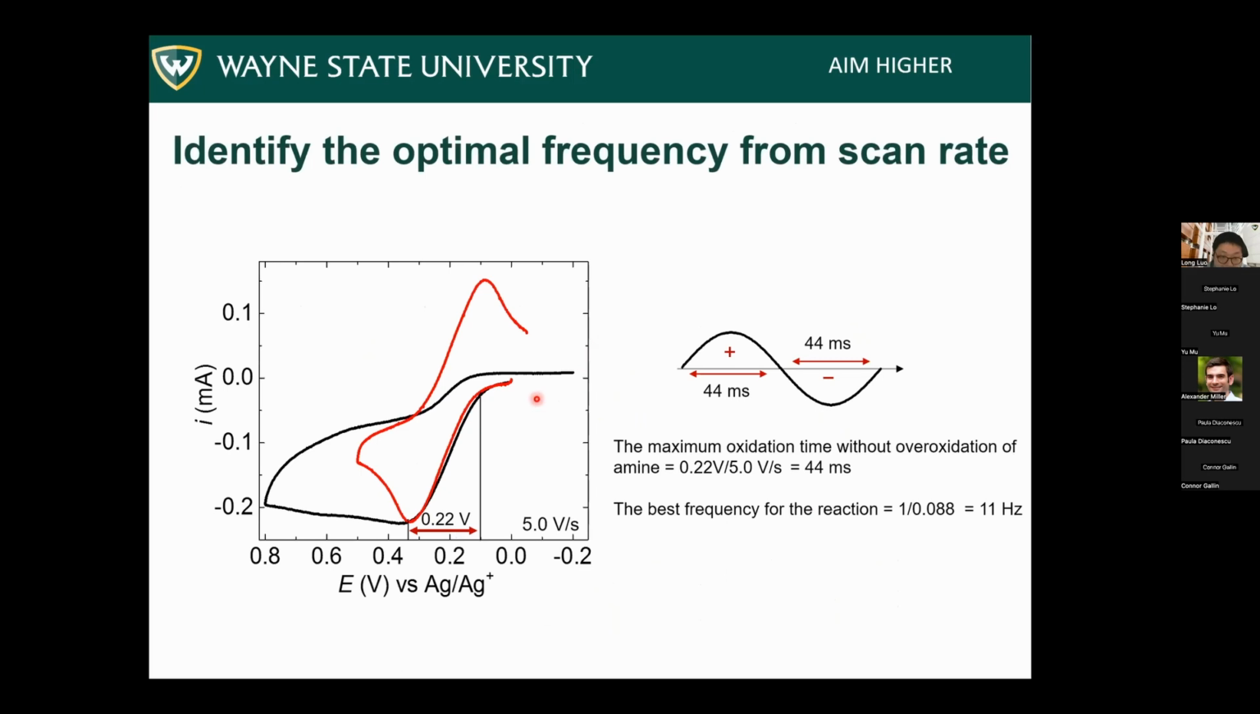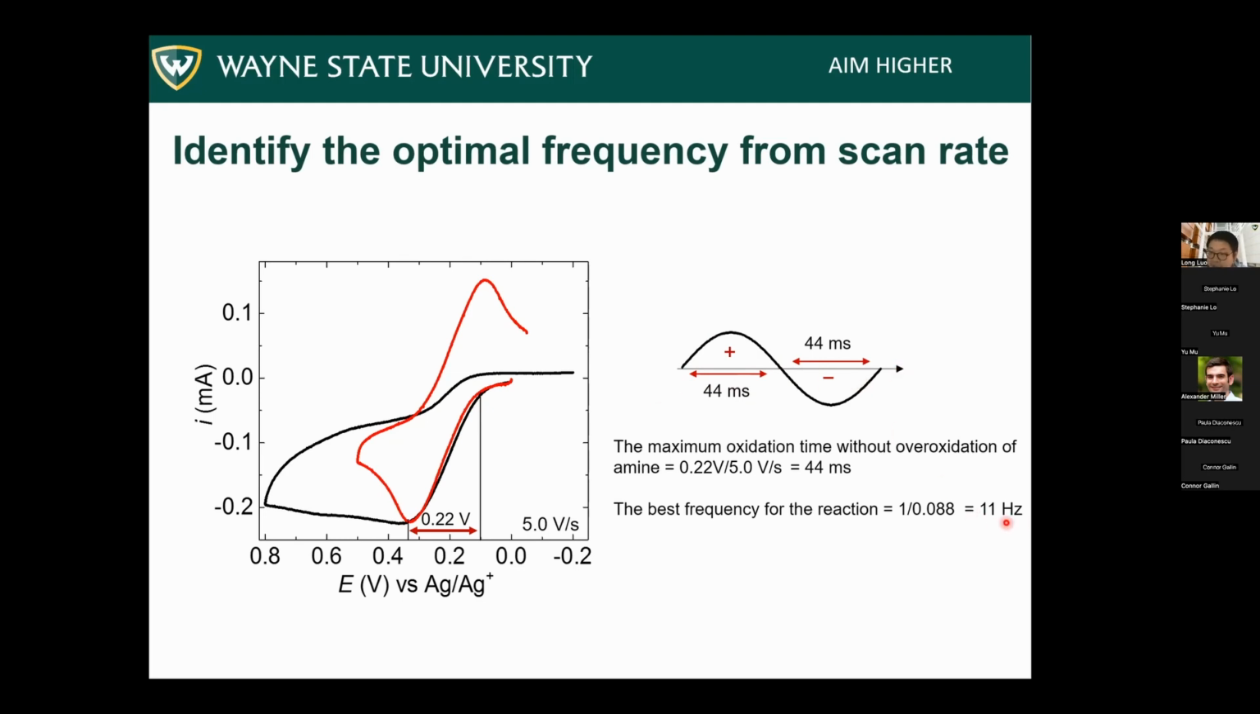So what does that mean? From here to here is about 220 millivolts, and we're scanning at 50 volts per second. So the time that does not involve any 2 electron oxidation is about 44 milliseconds. Okay. In other words, if we apply a 44 millisecond oxidation pulse, you will have no issues with further oxidation by 2 electrons.